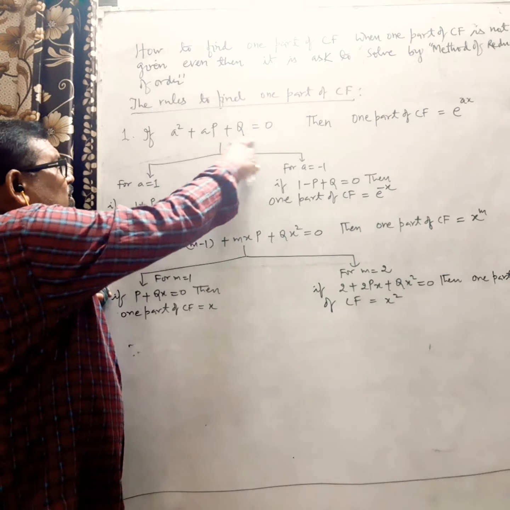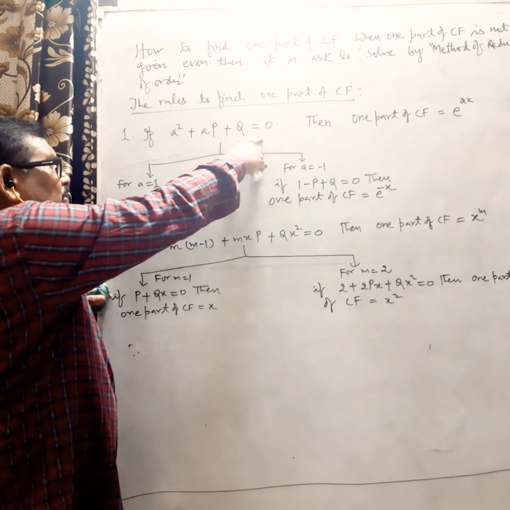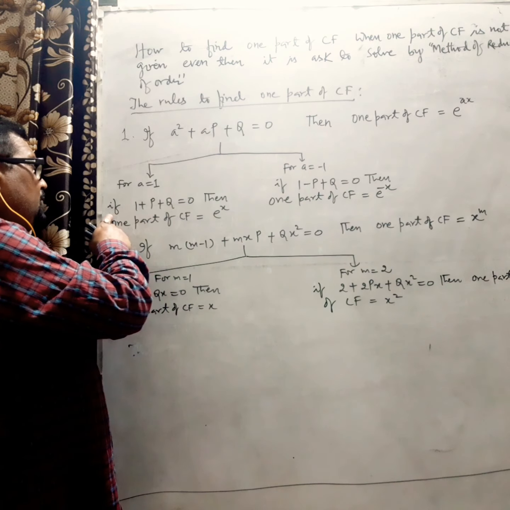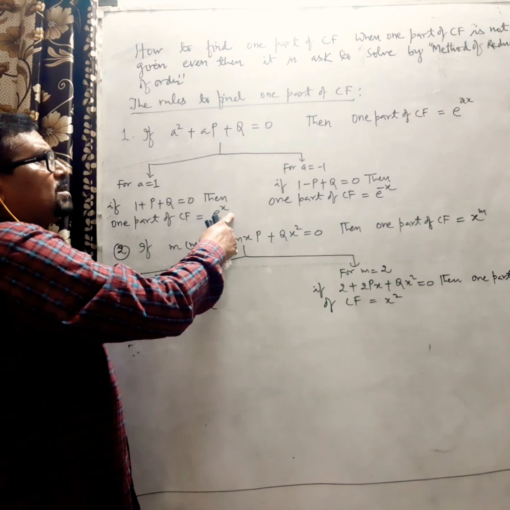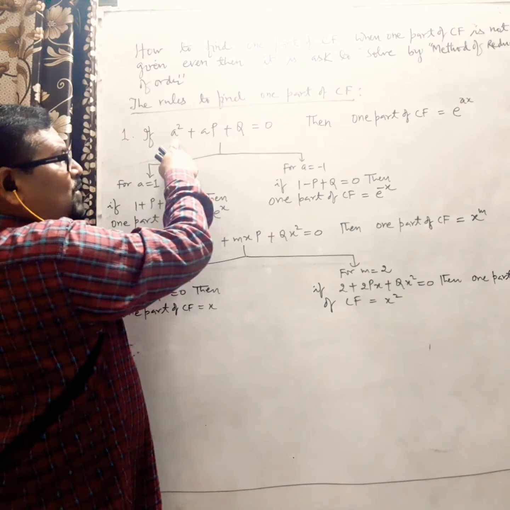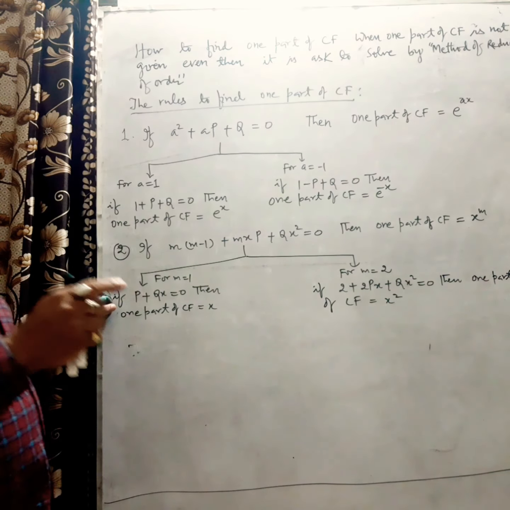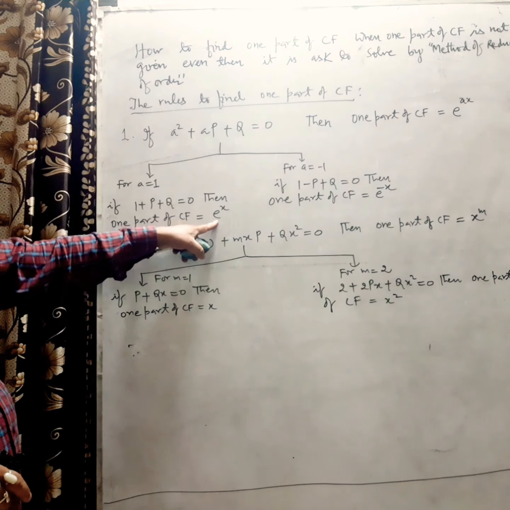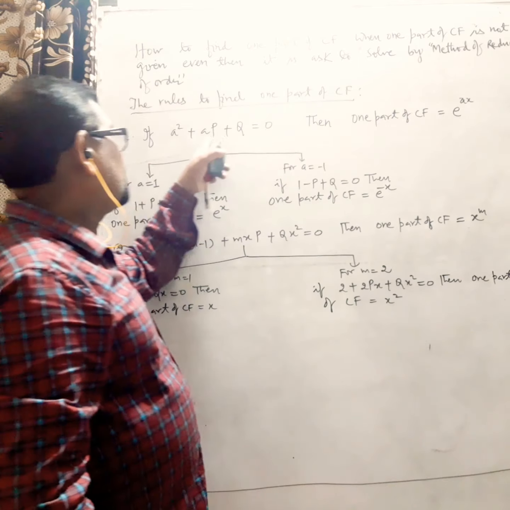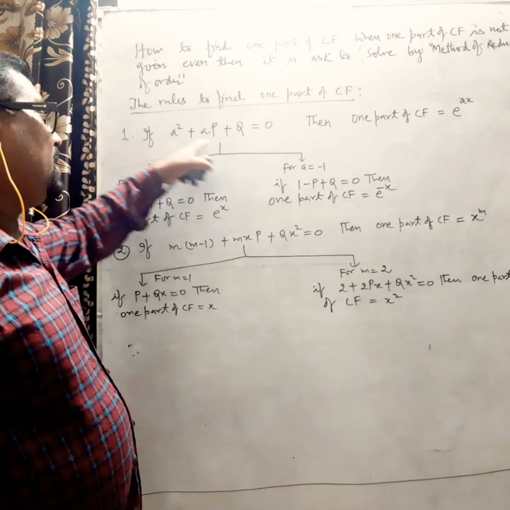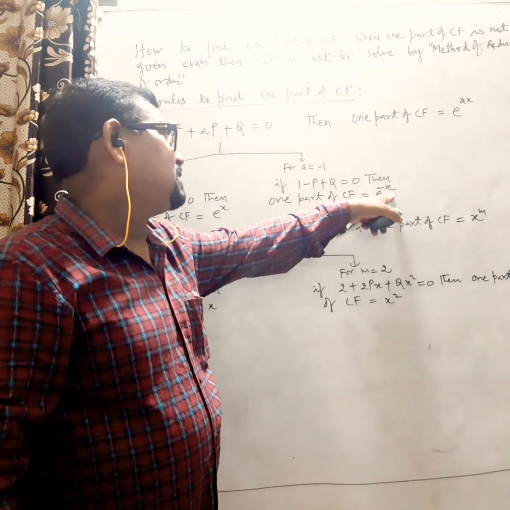When you take in this equation a equals 1, you get 1 plus p plus q equals 0. That is, if 1 plus p plus q equals 0, then one part of CF is e to the power x, because you have taken a equal to 1, so one part of CF is e to the power ax, and in the place of ax, a is 1, so e to the power x. When we take a equals minus 1 in this equation, you will find 1 minus p plus q equals 0, and then one part of CF is e to the power minus x.